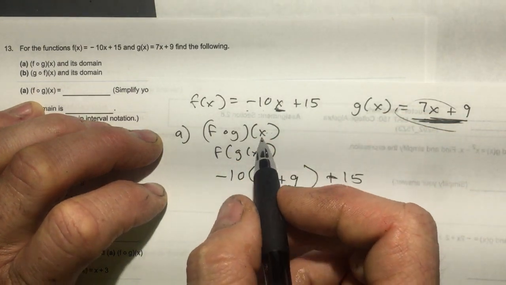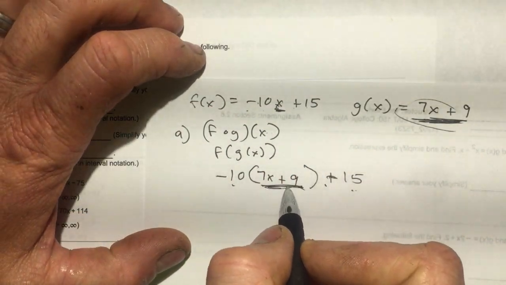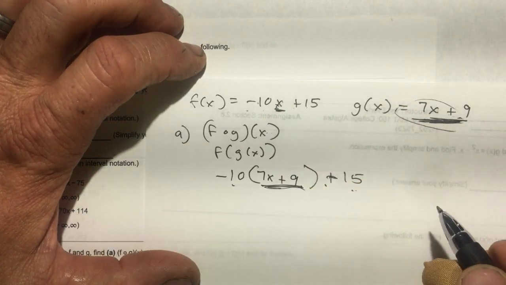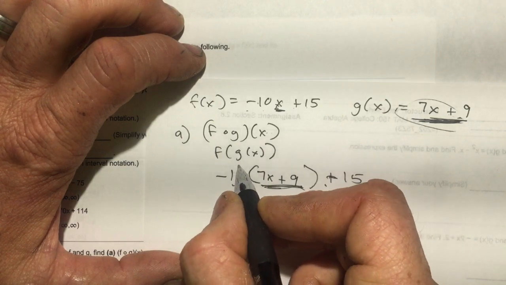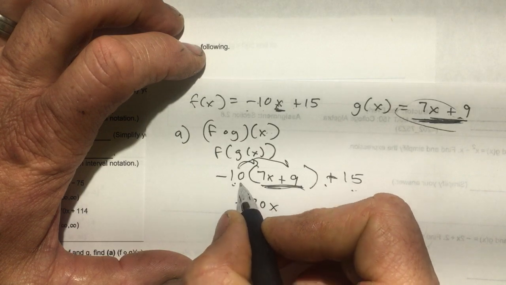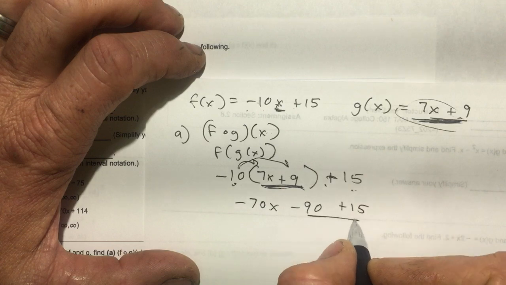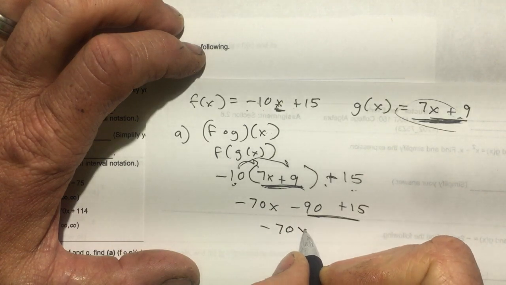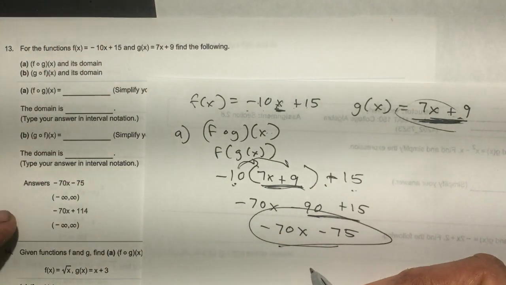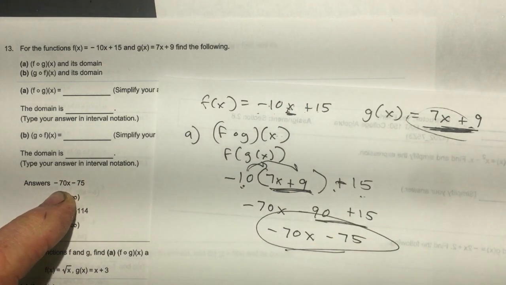So look at this right here now. I've got negative 10x plus 15, and right there where x was, I'm putting this other function in. And then I just distribute and simplify. So negative 10 times 7x is negative 70x. Negative 10 times 9 is negative 90, plus 15, and those two are like terms. That's going to be negative 75. That should be it right there. Yeah, we're good.